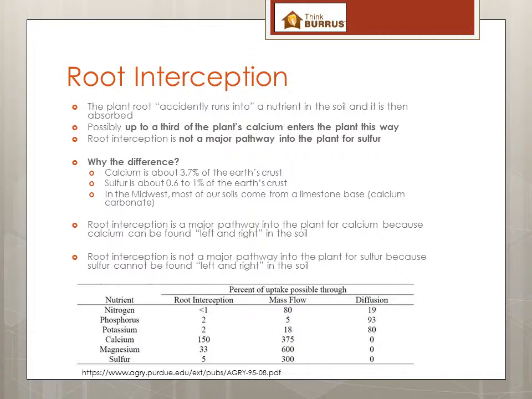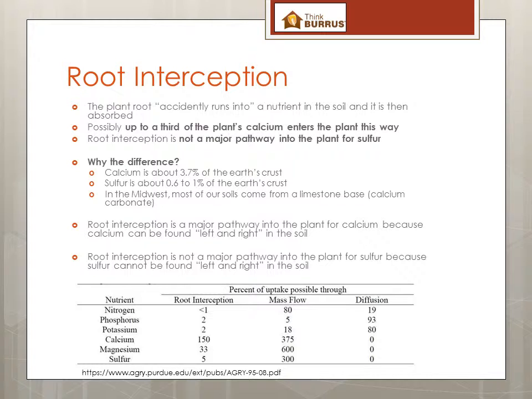Root interception basically means that the plant accidentally runs into a nutrient in the soil and it's then absorbed. You know, a third of the plant's calcium actually enters the plant in this way. But for all the other nutrients, and you can see this in the chart below from Purdue, root interception really does not account for most of the nutrient movement into the plant. It is very rare that for most of the 16, 17 essential plant nutrients for plant growth, we ever see root interception as the primary way that those are brought in.